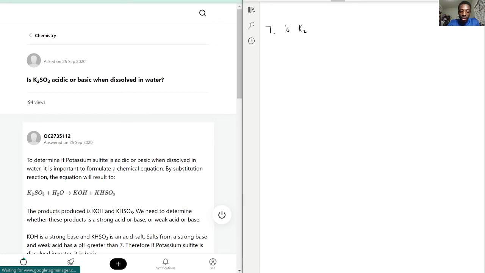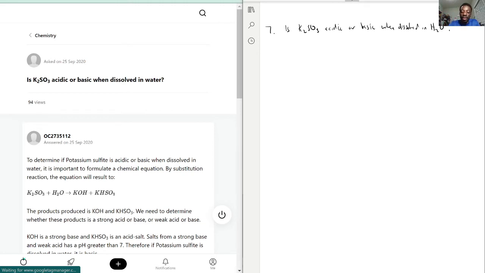Is K2SO3 acidic or basic when dissolved in H2O? So for this one, we have no choice but to really separate its constituents and see if we're dealing with any conjugate acids or conjugate bases once it dissolves in water, because we're assuming here that it completely dissociates.